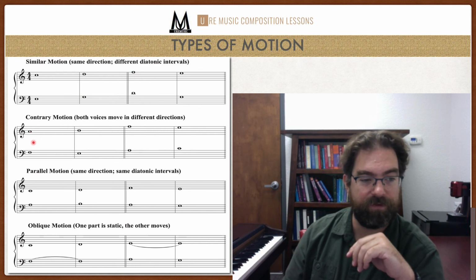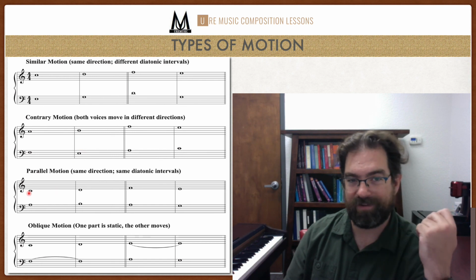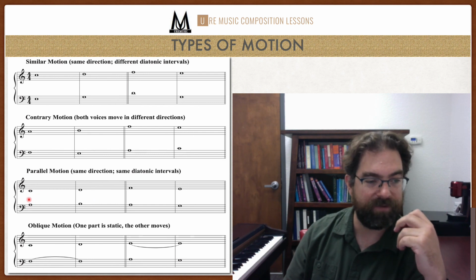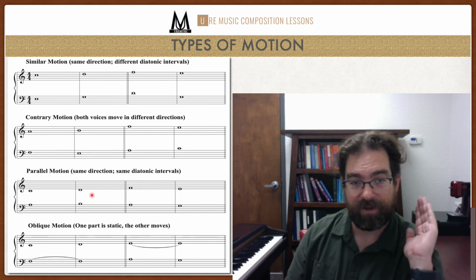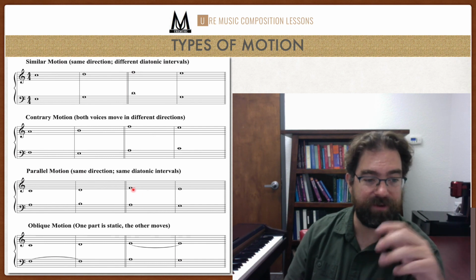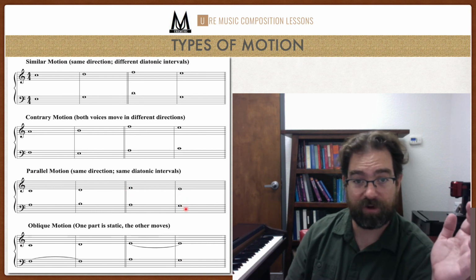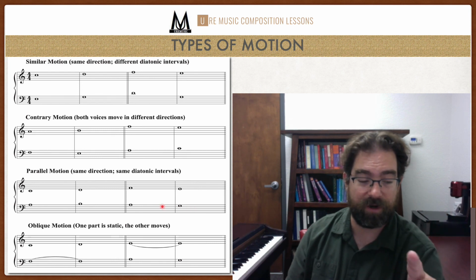Contrary motion, both the voices are moving in different directions, as you see here. They're moving in contrary motion to each other. Parallel motion is a type of similar motion. They move in the same direction, but they use the same diatonic intervals. So here we have an A and a C, and here we have a B and a D. So it's 2 thirds moving in the same direction. Same interval, same direction. And then here you have an A and an F, so that's a 6. And here you have a G and an E, that is also a 6. So they're moving in the same direction as well, so that's parallel. Parallel is important because you can't have parallel fifths or octaves.